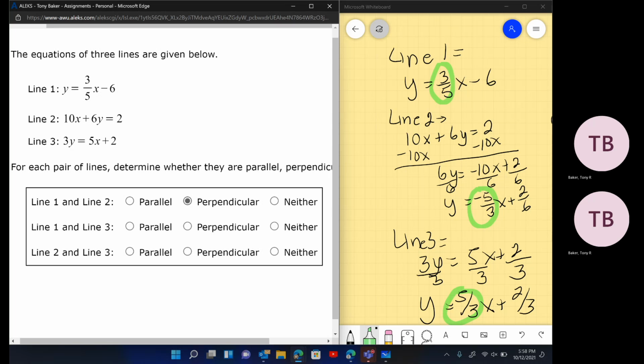Okay? Line 1 and 3. Are they the same? They're different. Okay, so they're not parallel. Are they different signs? No, they're not different signs. So they're neither.